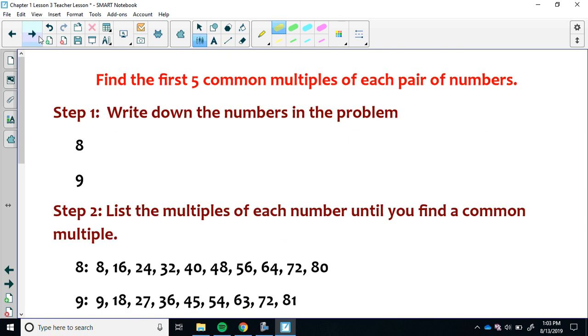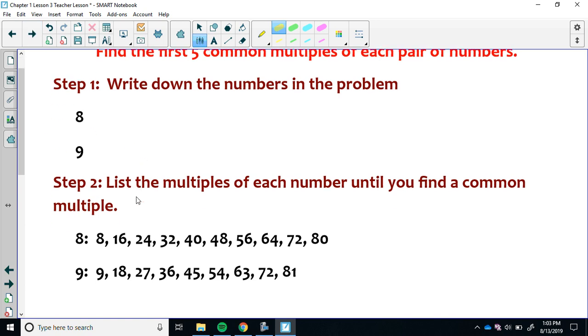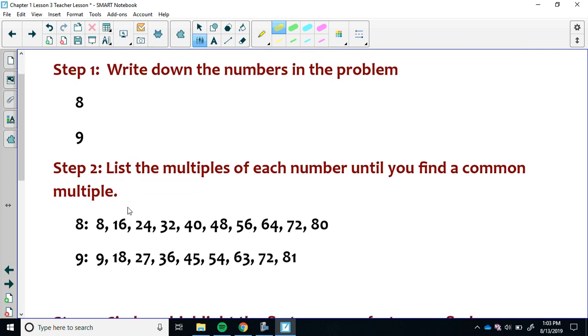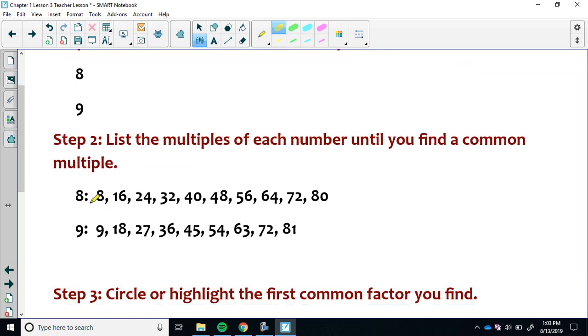Find the first common multiples of each pair of numbers. Step 1, write down the numbers in the problem, 8 and 9. Step 2, list the multiples of each number until you find a common multiple if you need to. So 8 times 1 is 8, 8 times 2 is 16, 8 times 3 is 24, 8 times 4 is 32, 8 times 5 is 40. 9 times 1 is 9, 9 times 2 is 18, 9 times 3 is 27, 9 times 4 is 36, 45. And you can see I went on and on and on.